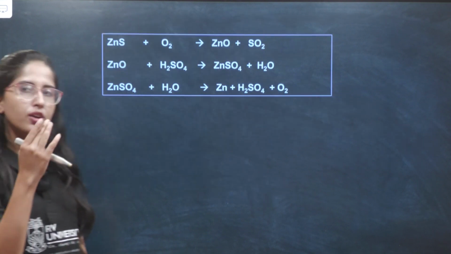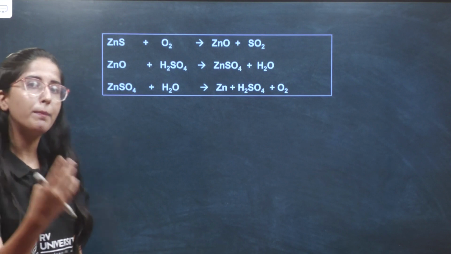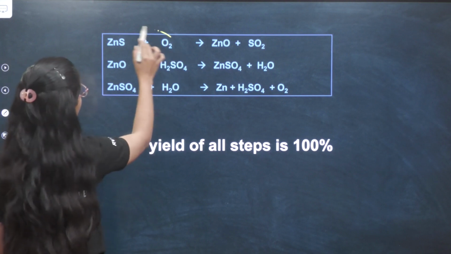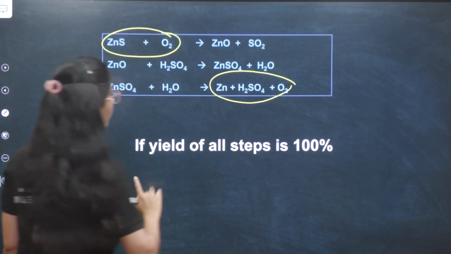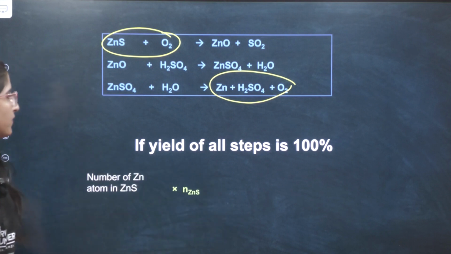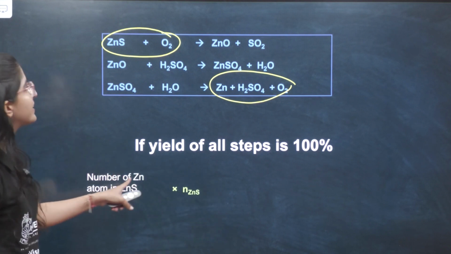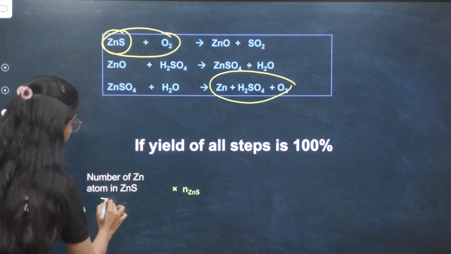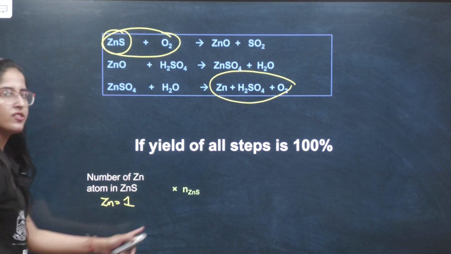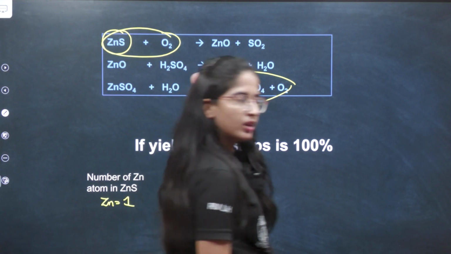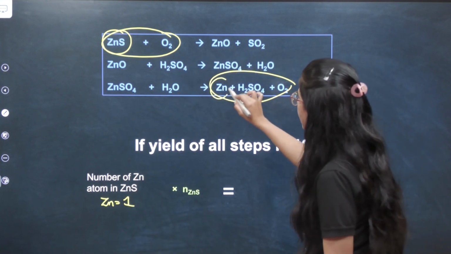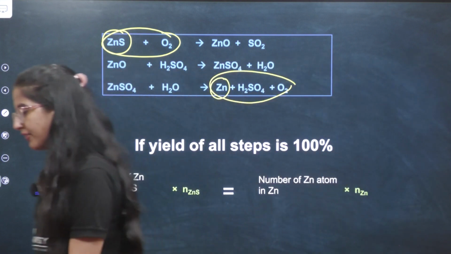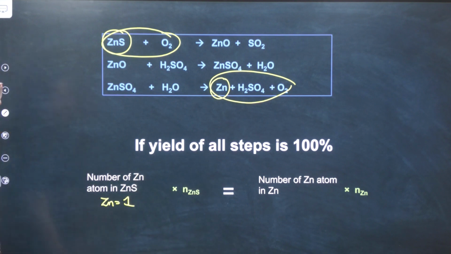Okay. Once you know which atom is conserved, the next step is how to apply the POAC concept. For this, you have to consider these two sides only, if 100% yield is given. See, how many zinc atoms are present in ZnS? Only one zinc atom, correct? Number of zinc atoms in ZnS multiplied by the number of moles of ZnS will be equal to the number of zinc atoms in zinc multiplied by the number of moles of zinc. It will give you the required answer.